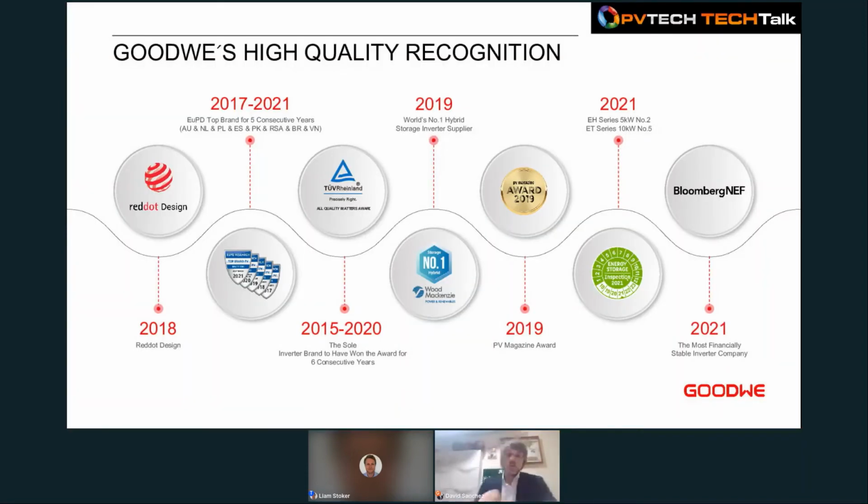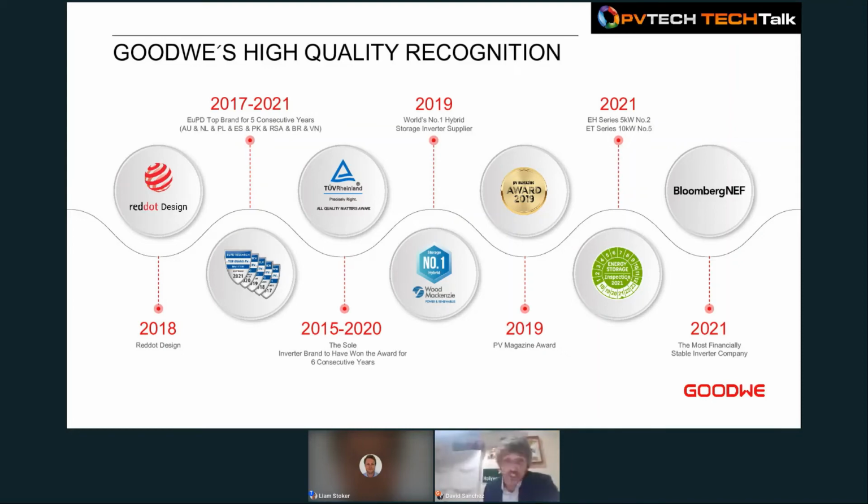And finally, GOODWE's high quality recognition. So that's a very important thing that I like to stop for a second here. Why? Because in the end, probably every sales guy that you come across will tell you, yeah, my brand is the best, is the high quality, which is fair enough. But the reality is that we have some backup as to actually saying that we have a high quality recognition.